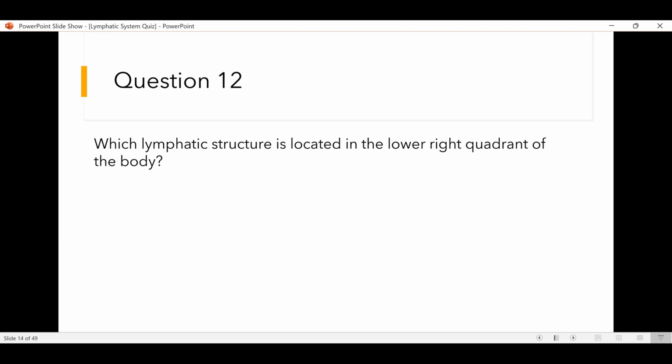Question 12. Which lymphatic structure is located in the lower right quadrant of the body? The spleen, the thymus, the tonsils, or the appendix?